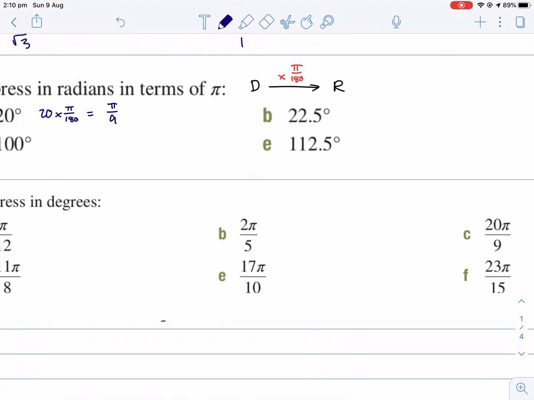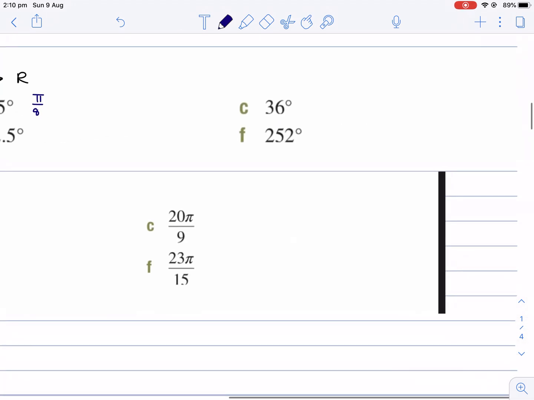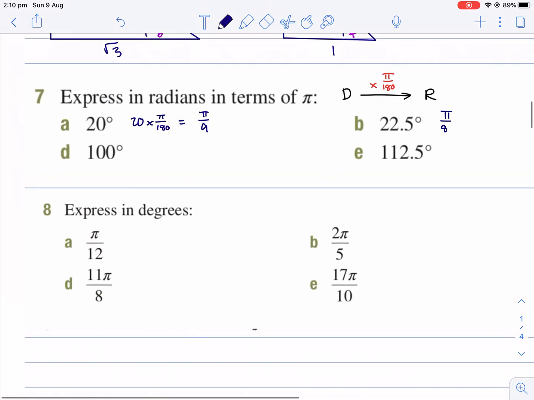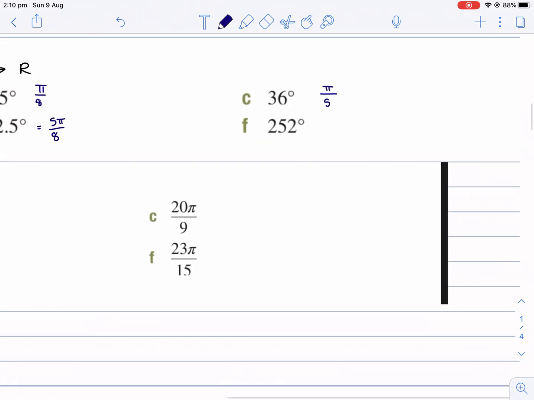225, 22.5 gives us 1 on 8. So we're going to change that to pi on 8. 36 gives us 1 on 5, so we're going to change that to pi on 5. 100 gives us 5 on 9, so we're going to change that to 5 pi on 9. 112.5 gives us 5 on 8, so we can change that to 5 pi on 8. 252 gives us 7 on 5, so we're going to change that to 7 pi on 5.